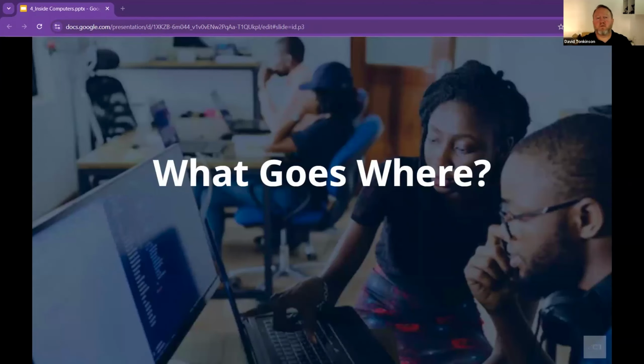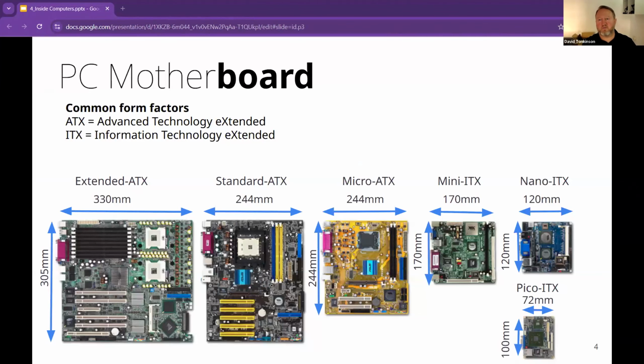So what goes where? The first thing we need to understand is that PC architecture is based around a product called a motherboard. Now, motherboards aren't all the same. They come in different shapes and sizes, with different configurations and different capabilities. We're starting in the second one, and there's standard ATX. This is a regular one that you're likely to get inside one of the regular PCs that you purchase.